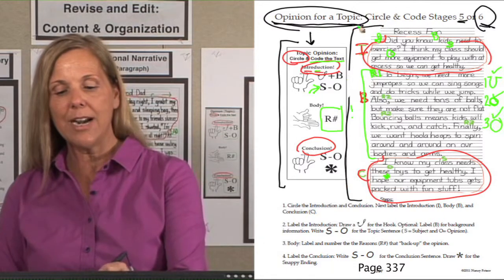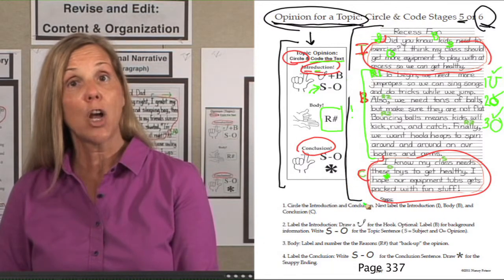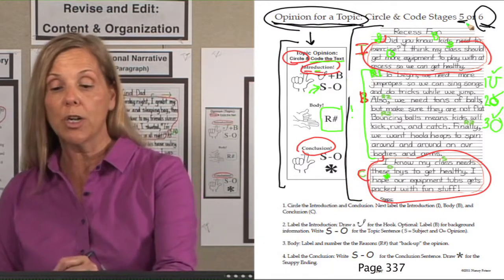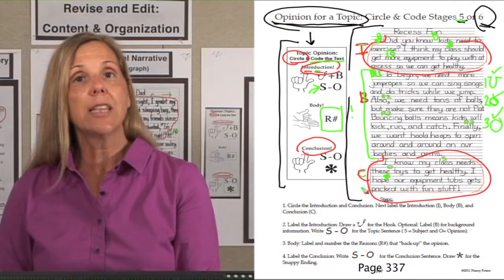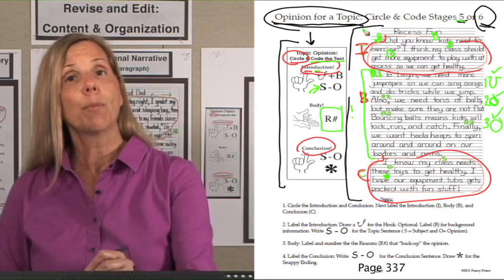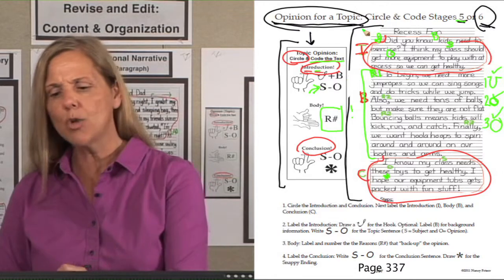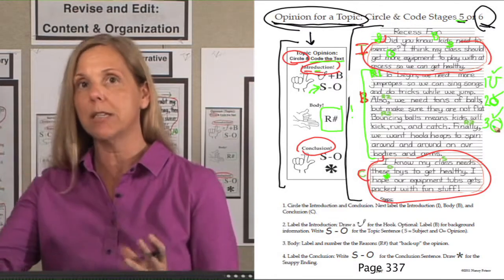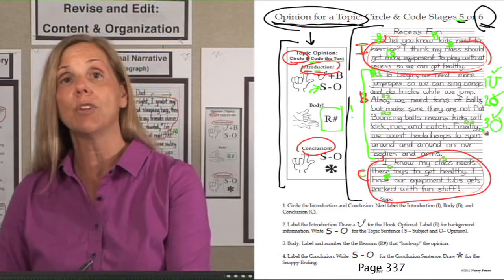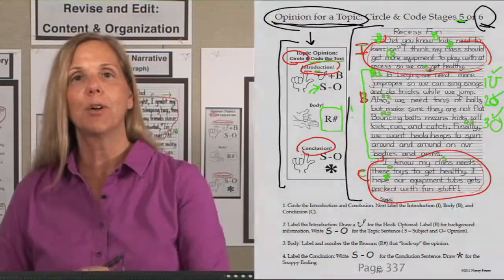You have your opinion writing here for stage 6 about a topic. If you are working with stage 5, the only thing that you would not label is the hook, background, and snappy ending, and you don't need as expanded sentences. You just need to make sure that you have your reasons that back up your opinion.